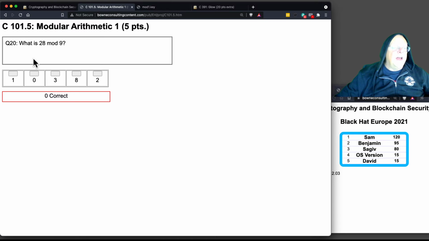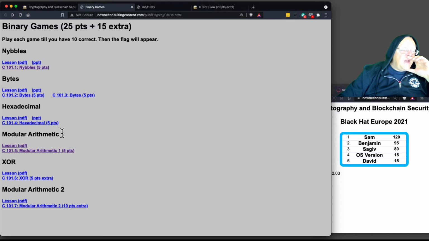And you've got a challenge here to solve a bunch of these, like 28 mod 9, that's 27 plus 1, so it's 1. 28 mod 8 is 24 plus 4, so that's 4, and on you go. And the next thing, let's go to modular arithmetic 2, because this is where it gets more interesting for people.